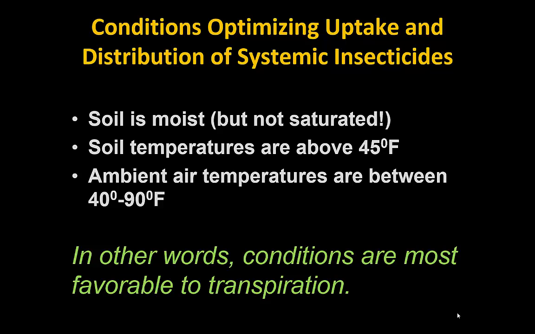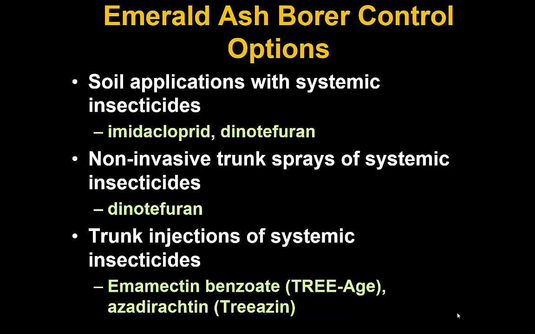When it gets too hot, trees shut down and they stop respiring. They close the stomates. If it gets too cold, there's not going to be a lot of respiratory activity. In other words, these applications are going to be moving optimally in the plant when conditions are most favorable for transpiration of the plant. So again, with emerald ash borer, we have a suite of control options that are pretty different from what we have with the other kinds of wood boring insects.